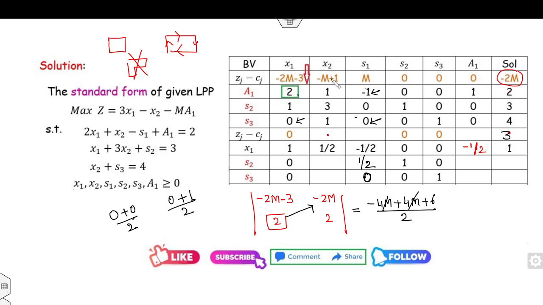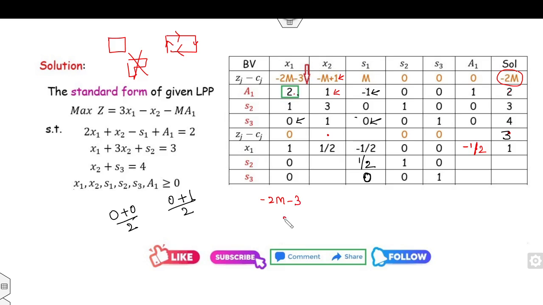You can find any number, say here. What is the previous number? Minus m plus 1. Fine. One previous number is this. One is the 1 and second is it. So you can write it as minus 2m minus 3. 2 is the box element. Minus m plus 1 and 1. Start from the box element. It will be minus 2m plus 2. Change the sign. Plus 2m plus 3 divided by the box element. The answer is 5 over 2.